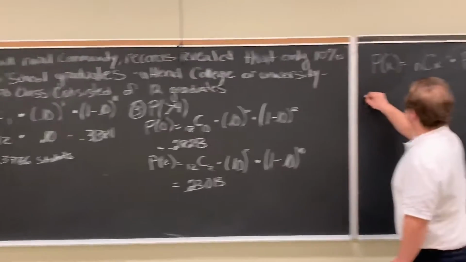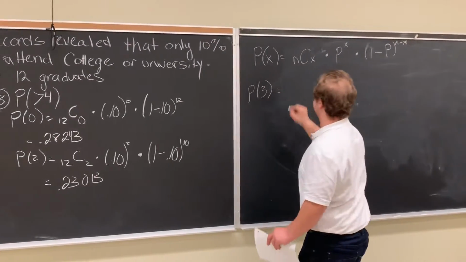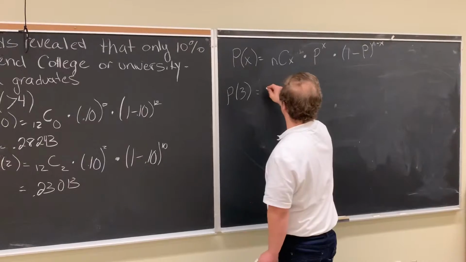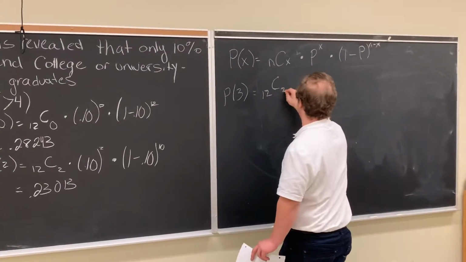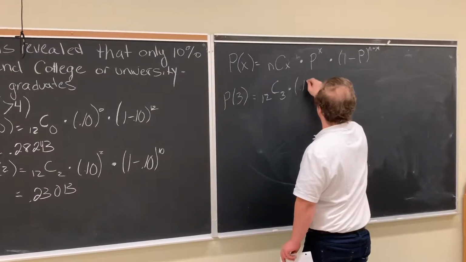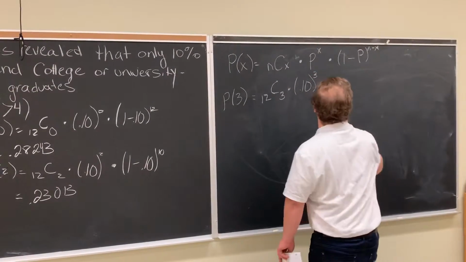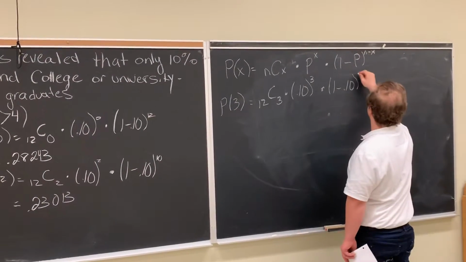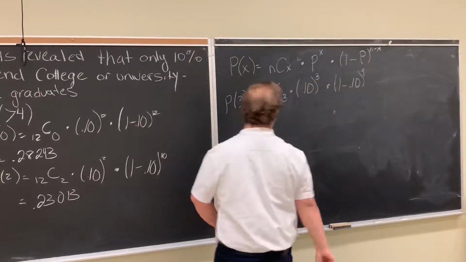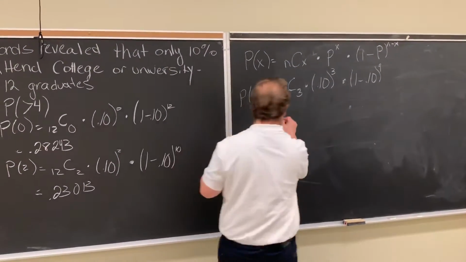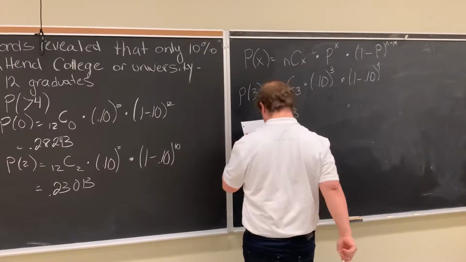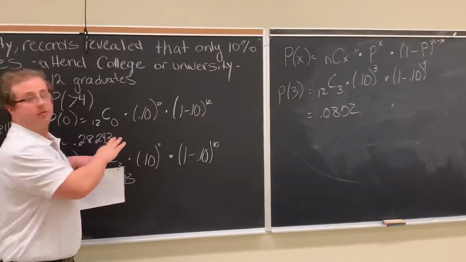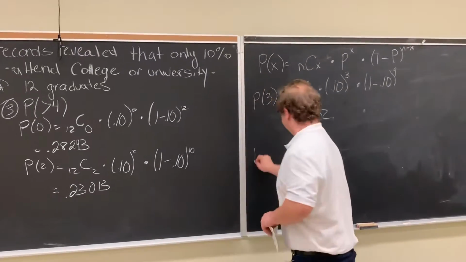Finally, the percentage of 3 students attending, we're going to follow the same formula we've been following for the last couple of trials. So it's going to stay 12 C, now it's 3. The probability is still 10%. This time we're going to have 3 successes, 1 minus the success rate, and this time we're going to have 9 failures. So when we multiply that across, this time, smaller percentage, 0.0852.